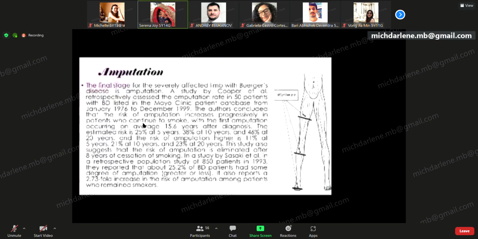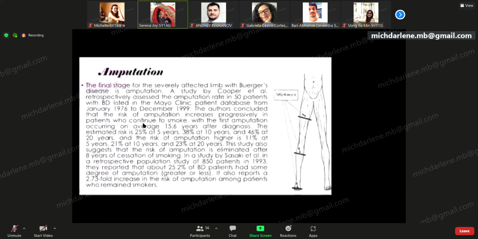And the last radical operation is amputation. The final stage for the severely affected limb with Buerger disease is amputation. A study by Corteza assessed the amputation rate in 15 patients with Buerger disease listed in the Mayo Clinic patient database from January 1976 to December 1999.